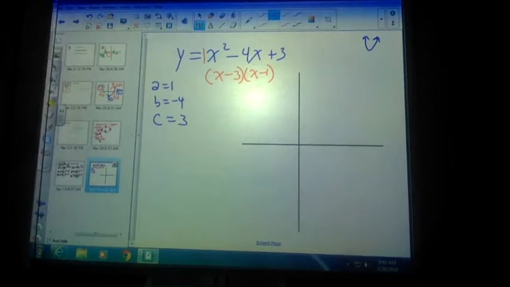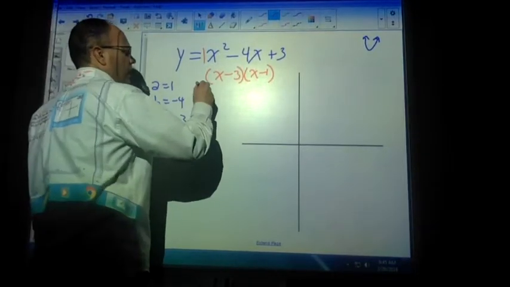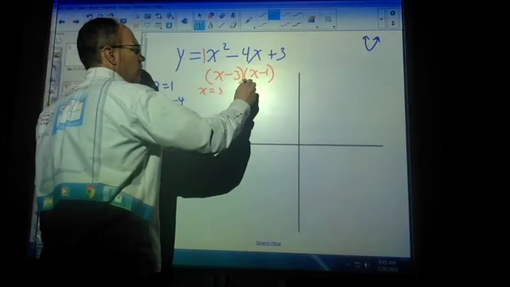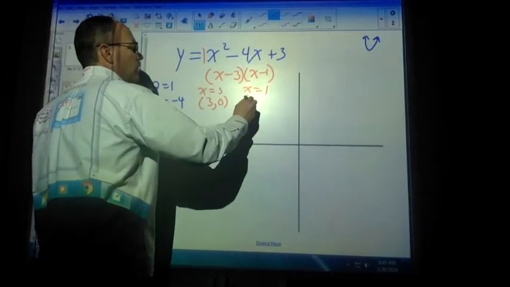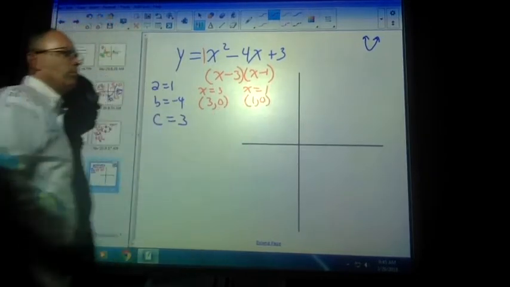Okay, so this one could be factored. I'm not going to walk through our factoring steps. I just saw it could be factored. So this is going to yield me x equals 3 and x equals 1, which yields me the point 3 comma 0 and the point 1 comma 0.